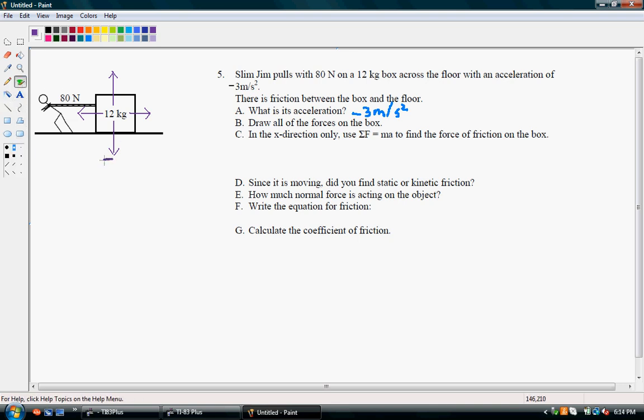So here we have our force of weight. Here we have our frictional force. And actually, this is a very specific type of frictional force. Since it's moving, we know that it's kinetic friction, so we'll put Fk. Alright, this is the normal force. And then we have the applied force. We'll just call that Fa. Okay.